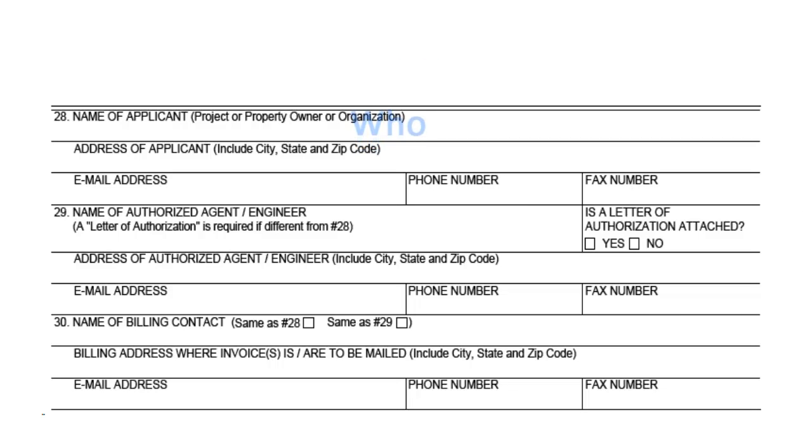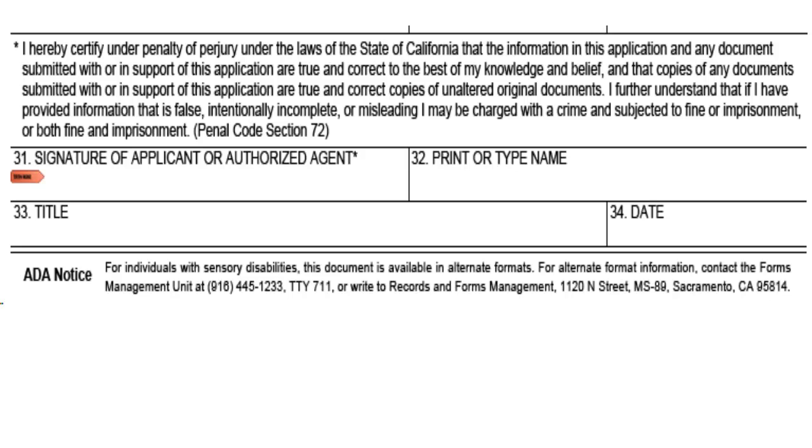You are almost done. Communication is an integral part of any project, and questions 28 through 30 provide space for 3 different contacts: yourself, your authorized agent if applicable, and a billing contact. Accurate and current contact information will enhance communication to quickly resolve any issues. Please be sure to sign, provide your name, title, and date your application. That concludes the application part of your package.